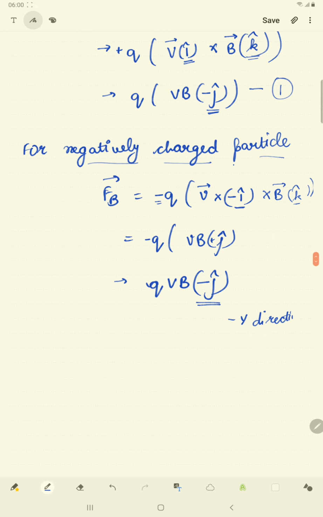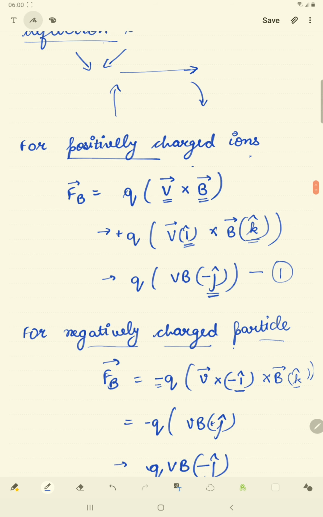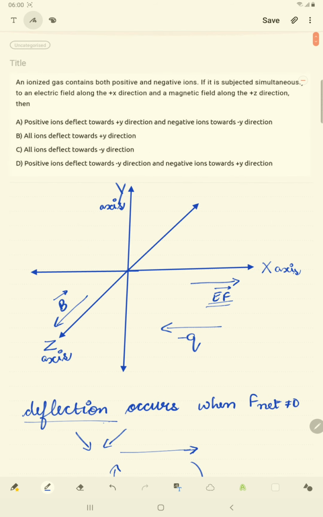So we get that both the charges, whether it is positive or negative, both will travel in the negative y direction. So the C part is the correct answer. C is the correct answer.